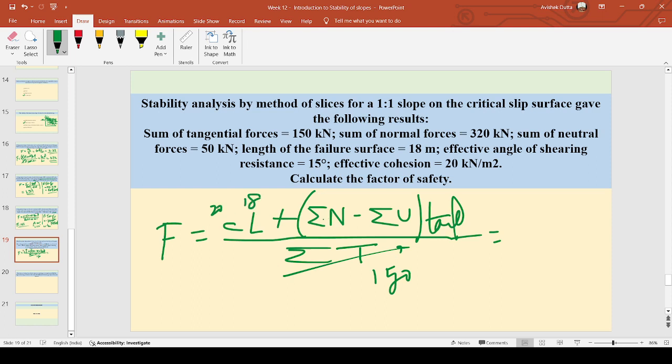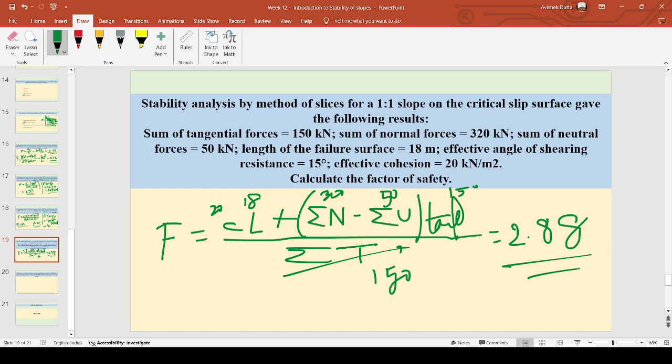Summation of normal forces is 320. Summation of neutral forces, that is pore pressure, is 50. Effective angle of shearing resistance phi is 15 degrees. Okay, there is nothing else. You put everything in the formula, you get a value of approximately 2.88. The slope is stable and the factor of safety is approximately 2.88 following the method of slices.